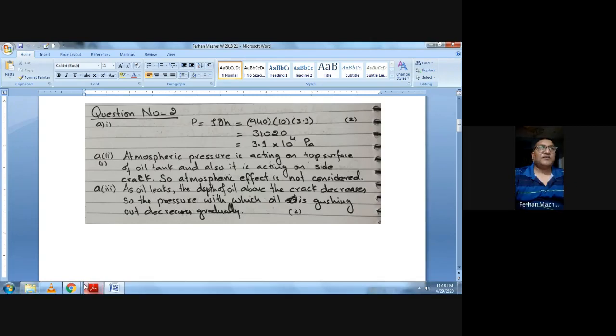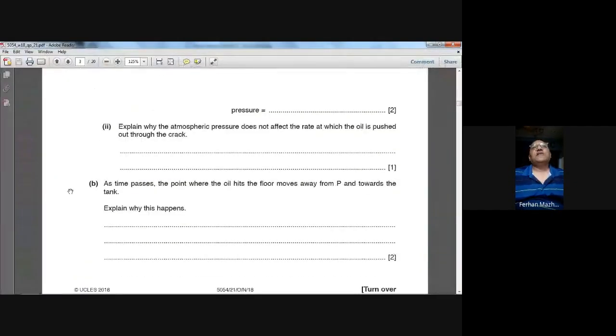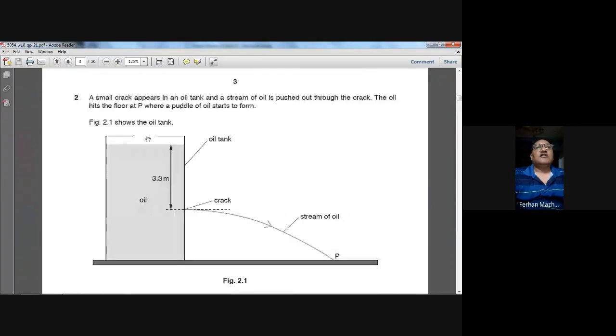Okay, so move to the next part. Question number 2, part A, part second. Explain why the atmospheric pressure does not affect the rate at which the oil is pushed out through the crack. See this opening at the top of the tank? The atmospheric pressure is acting on the oil from the top of the tank. The atmospheric pressure is also acting here on the crack. So the oil here and the oil coming out here, they both are experiencing the same atmospheric pressure.